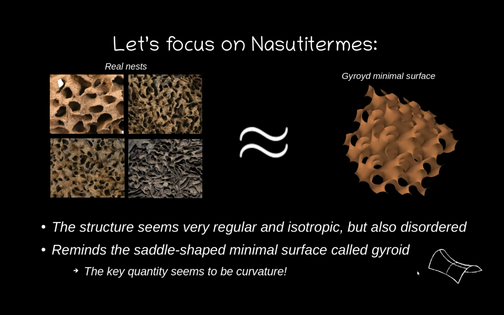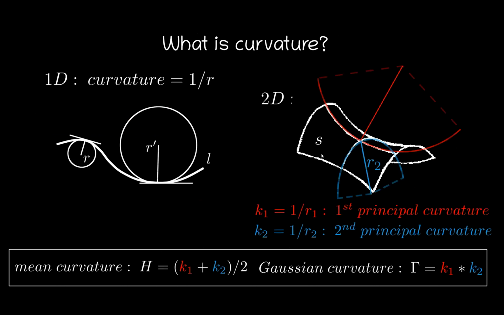A saddle is something that is neither convex nor concave, but differently curved according to the direction you are looking at. Just a very quick reminder to understand the rest of the talk. When you are in 1D, in order to characterize the curvature of a line, you need to draw one tangent circle, take the radius, and then the reciprocal. So the larger the radius, the smaller the curvature, and vice versa.